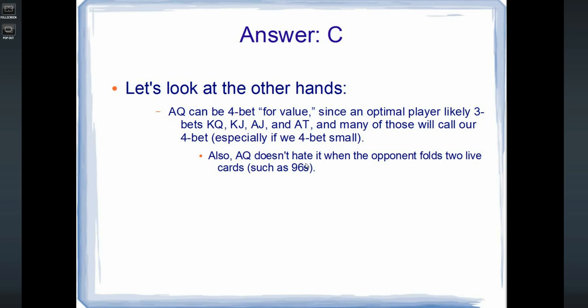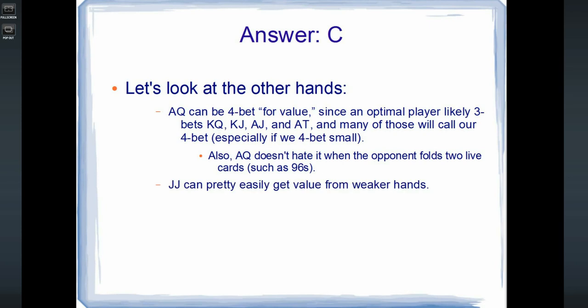Now, there are some big drawbacks to 4-betting ace-queen too. It sucks when our opponent 5-bets and we're close to indifferent to calling if we face a 5-bet, or even if we're not close to indifferent to calling, even if we can profitably call, we might just get shown ace-king sometimes, and that sucks. But there is a lot of merit to 4-betting ace-queen against an aggro 3-better.